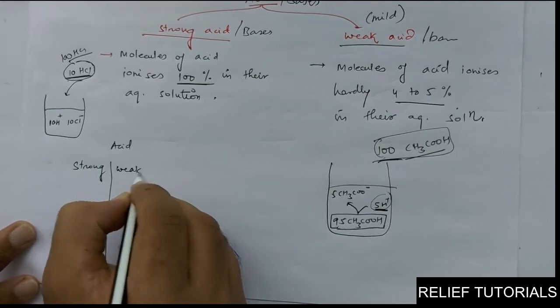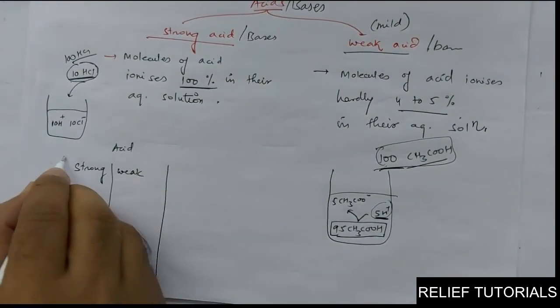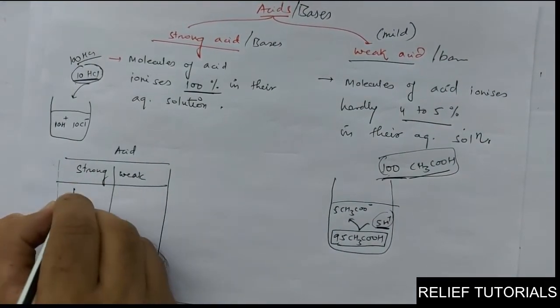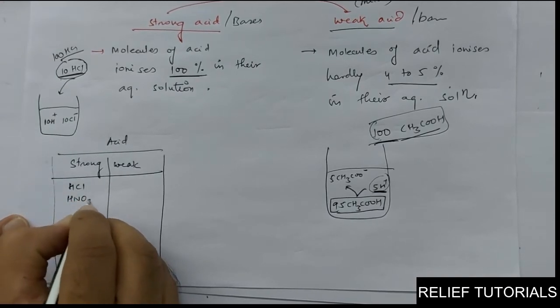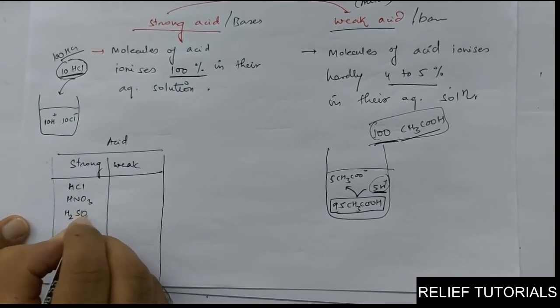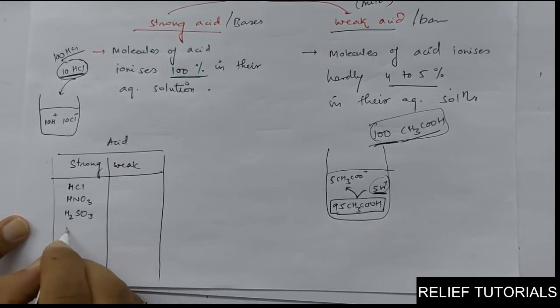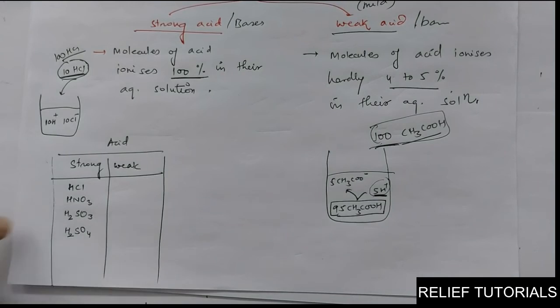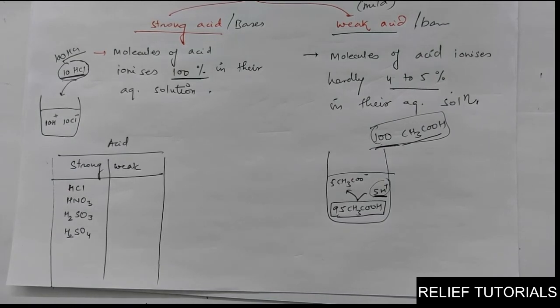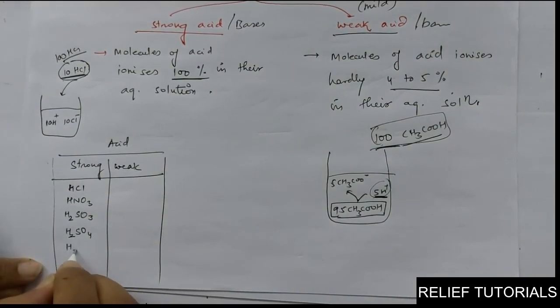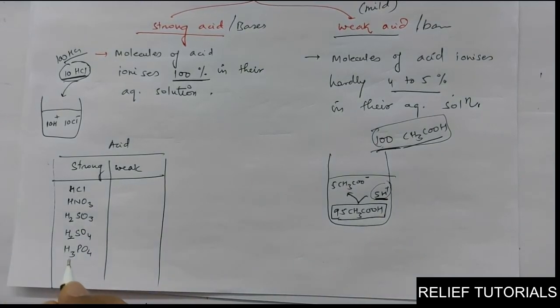you have to remember the names. Strong acids: HCl is a strong acid, HNO3 strong acid, H2SO3 sulfurous acid strong acid, H2SO4 strong acid. Means whatever the amount of this type of molecule you add in water, they will ionize 100%. So that is nothing but the strong acidic behavior. One more is H3PO4, phosphoric acid. These are the strong acids.